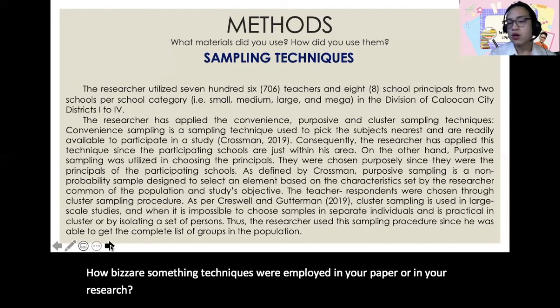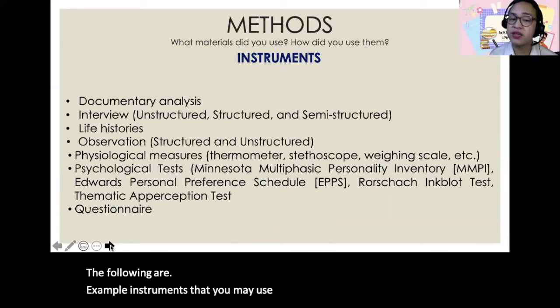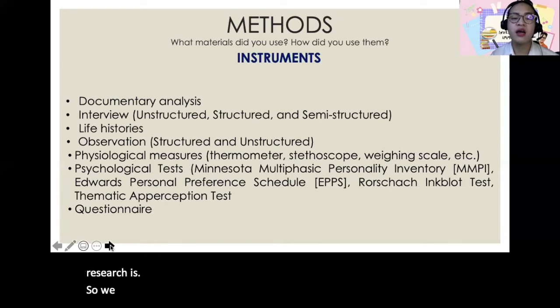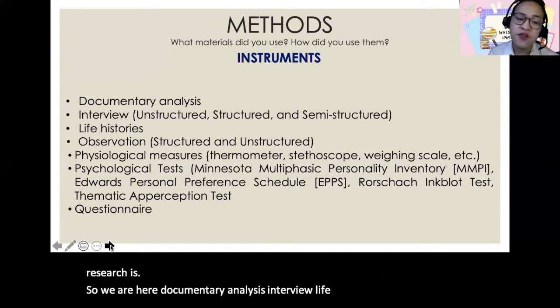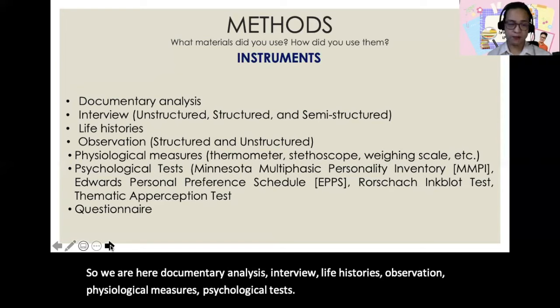Another example. Okay, so let's now proceed to instruments. The following are example instruments that you may use for both quantitative and qualitative researches. So we have here documentary analysis, interview, life histories, observation, physiological measures, psychological tests, and questionnaire.